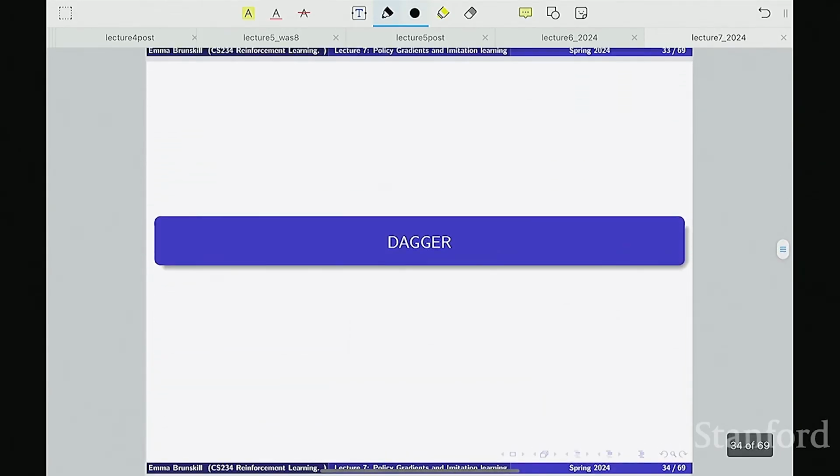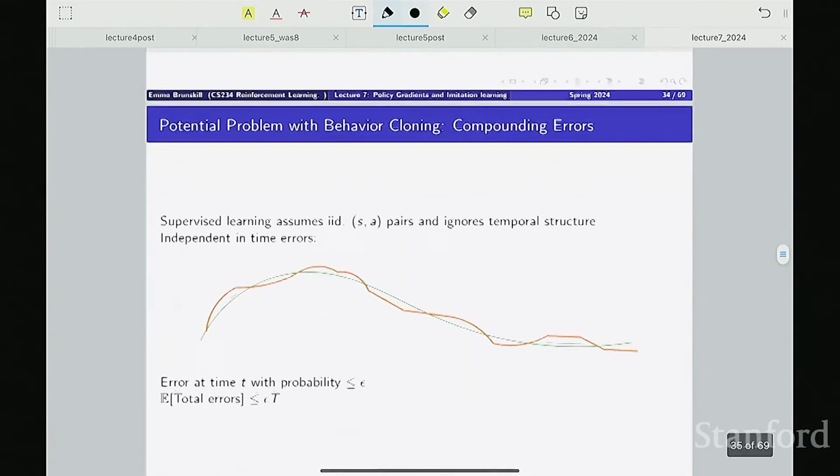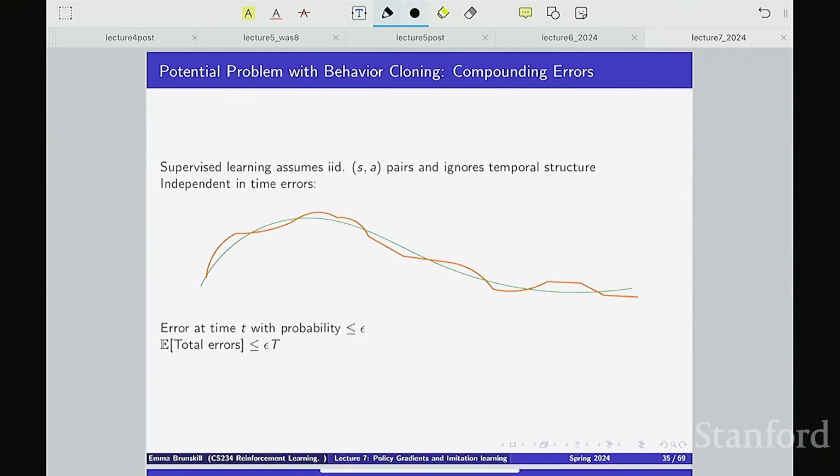So DAgger was a paper, 2008, I'm trying to remember. It came out in the first decade of the 2000s to try to address some of the challenges with behavior cloning. And I think what they were noticing is this challenge that if you do behavior cloning, sometimes things go badly. Essentially that's because the decisions that you make over time can have cascading effects. So let's see what that might look like.